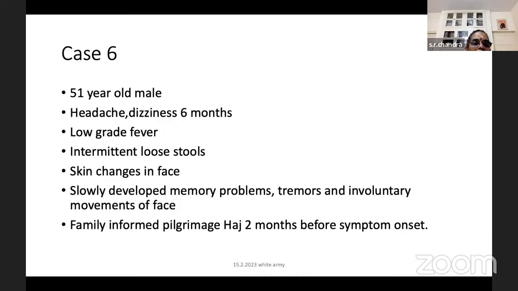Next is a 57-year-old male. He had headache, dizziness, low-grade fever, intermittent loose stools, and skin changes in the face. He developed nodular lesions in the skin and slowly developed memory problem, tremors, involuntary movements of the face, and the family informed that he had gone on a pilgrimage 2 months before that.